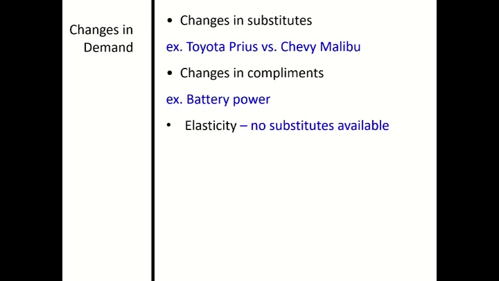Elasticity. Elasticity is about whether there are substitutes available, and we talked about this before. Insulin is inelastic, but gasoline itself is elastic because of hybrids, battery power, and so on.